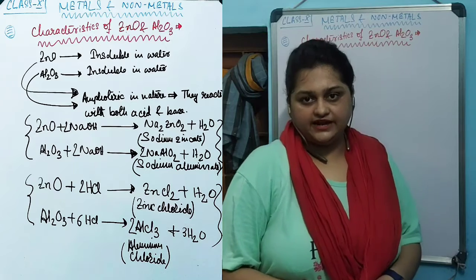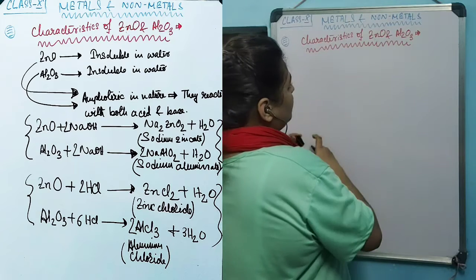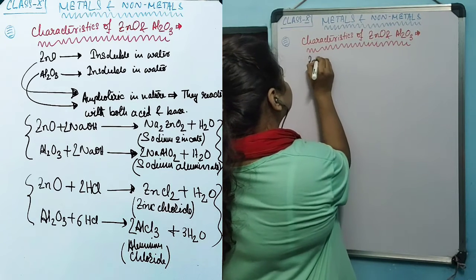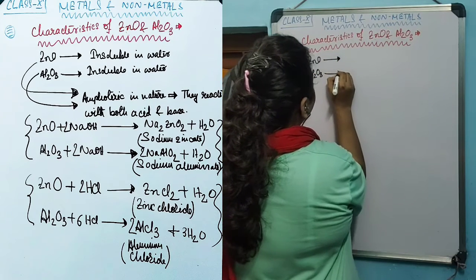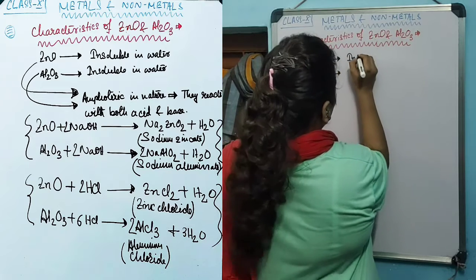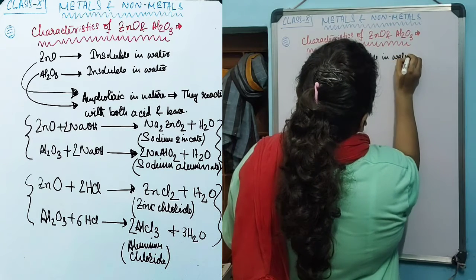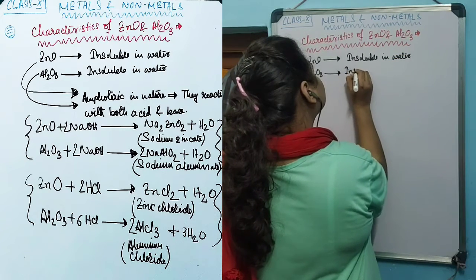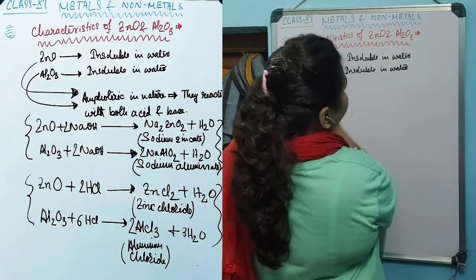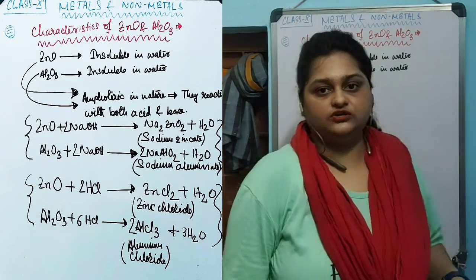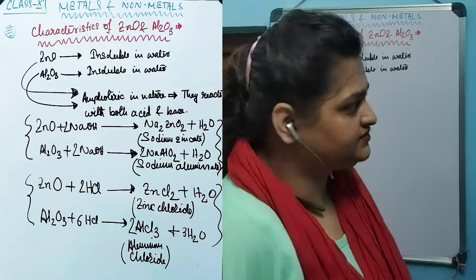Now we are going to study the characteristics of zinc oxide and aluminium oxide. Both zinc oxide and aluminium oxide are insoluble in water. Hence, they do not react with water, because the dissolution of these oxides in water does not happen in the first place.